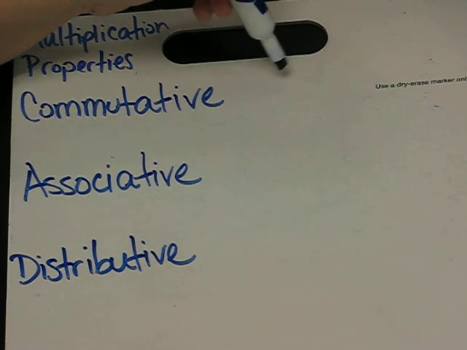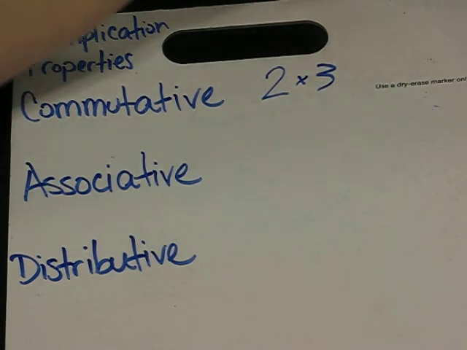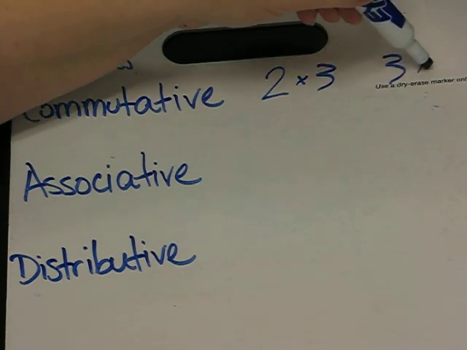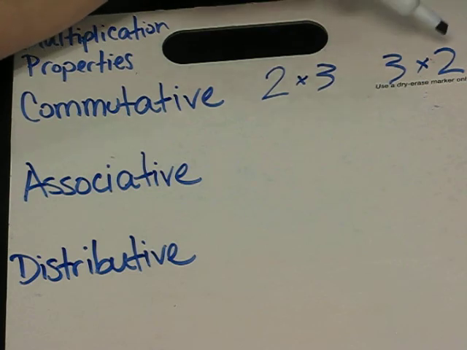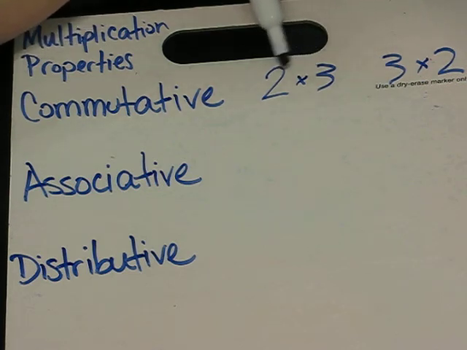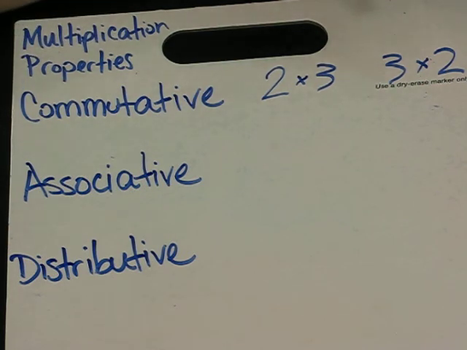Commutative property says that if I have 2 times 3, then I also know that 3 times 2 gets the same product. All we're doing is flipping the two factors. 2 times 3 equals 6, 3 times 2 equals 6. Now a lot of times we will see it look like this.